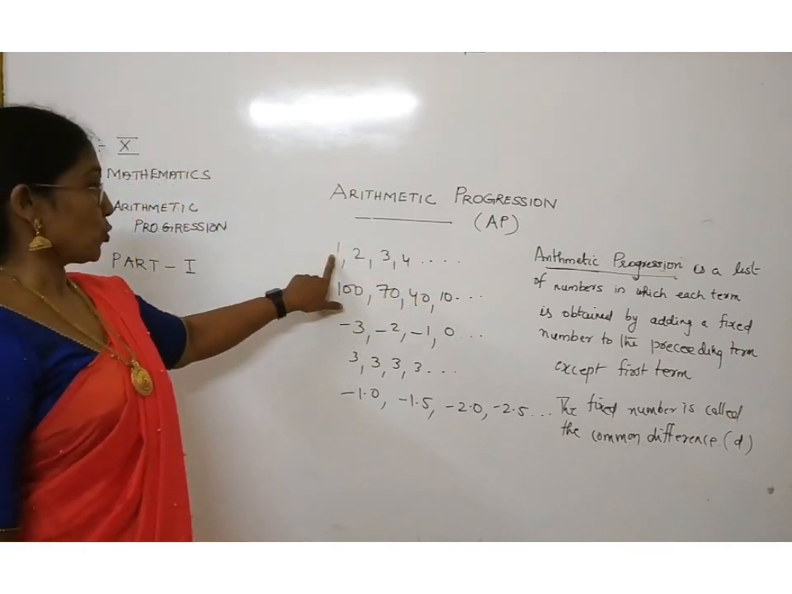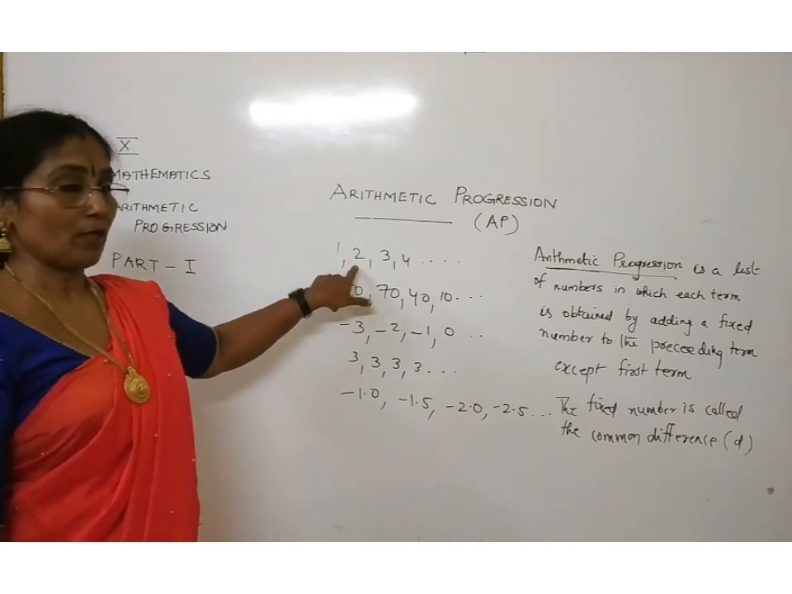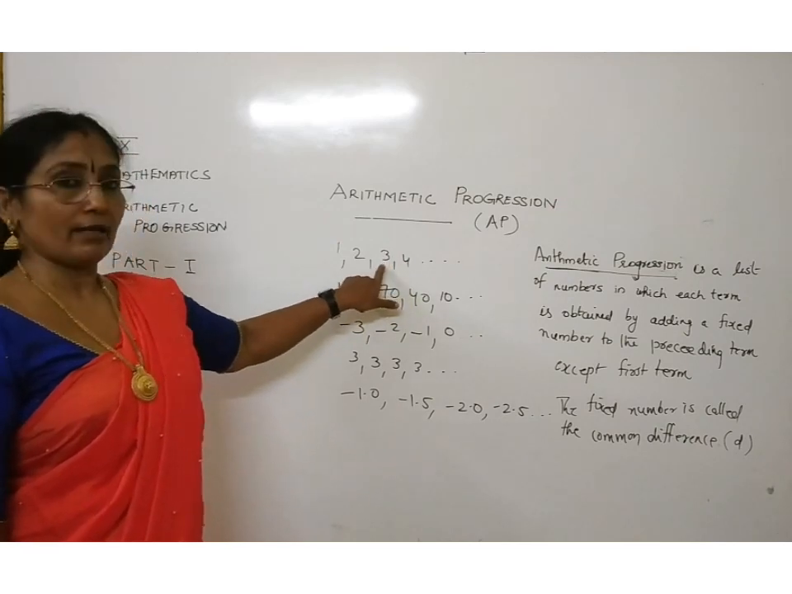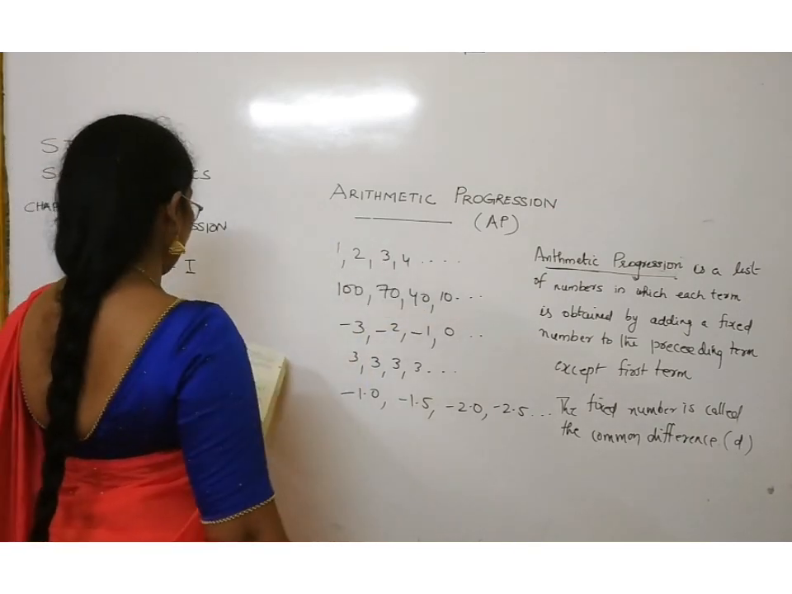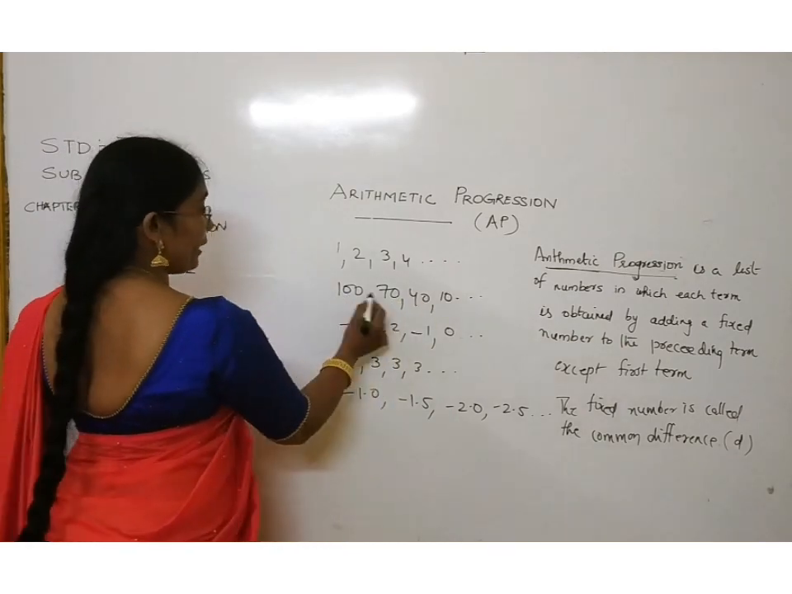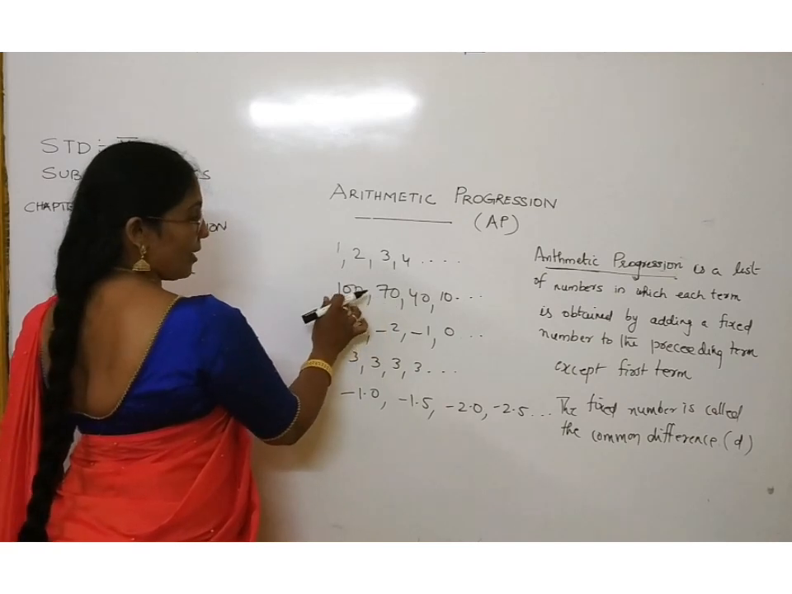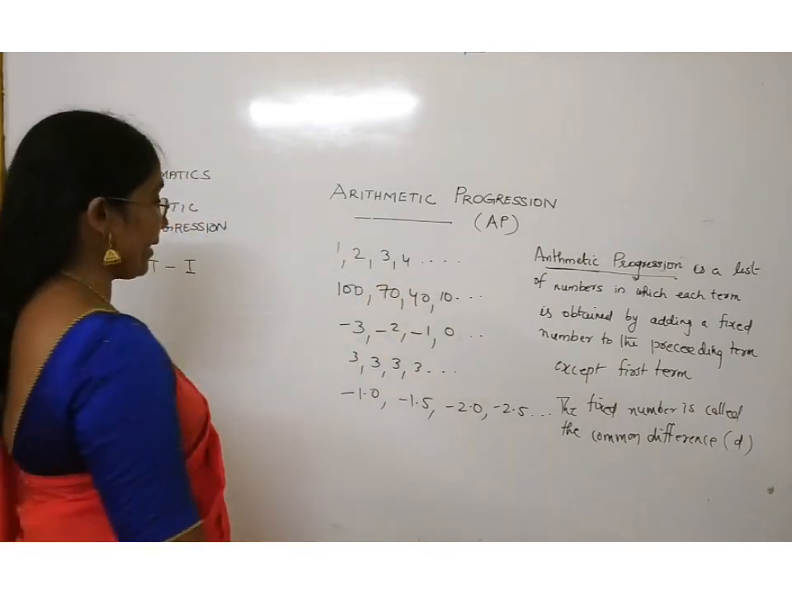Here, look at the first one. The second number, that means 2, is obtained by adding 1 to the previous term. 3 is obtained by adding 2 plus 1. 4 is obtained by adding 3 plus 1. Same way, here you can see 100, 70, 40, 10. Each term is obtained by subtracting 30. Is it right? 100 minus 30 is 70, 70 minus 30 is 40, 40 minus 30 is 10, etc.